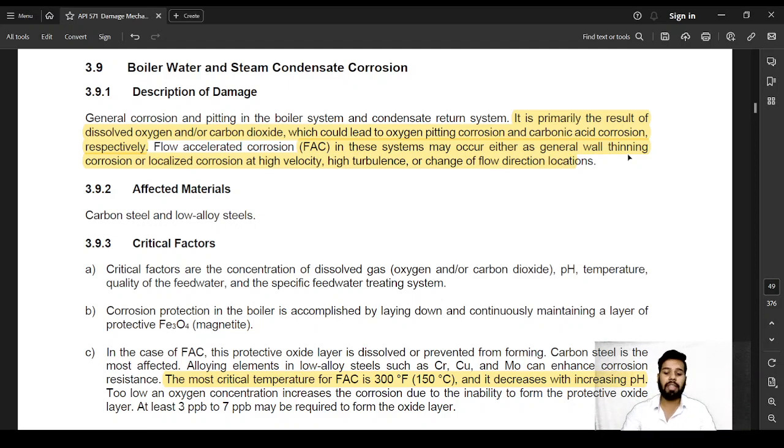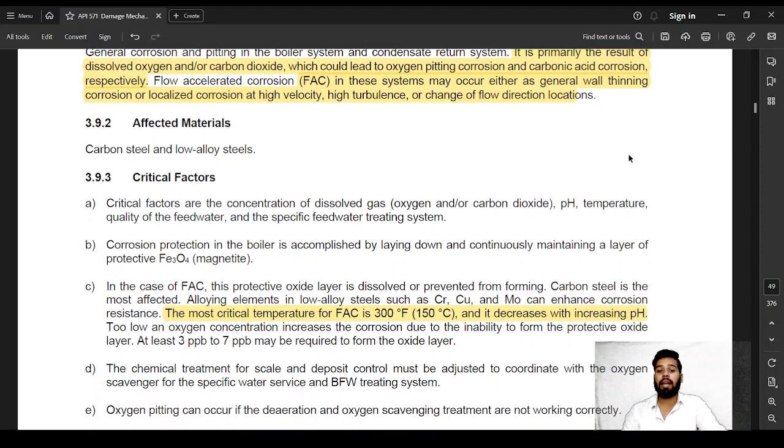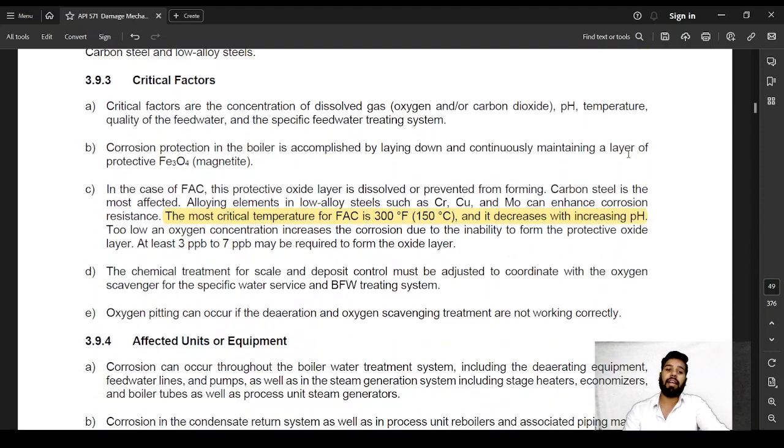What kinds of equipment are affected? Affected materials are carbon steel and low alloy steels. Critical factors are concentration of the dissolved gases, that is either oxygen or carbon dioxide, pH, temperature, quality of feed water, and specific feed water treating system.